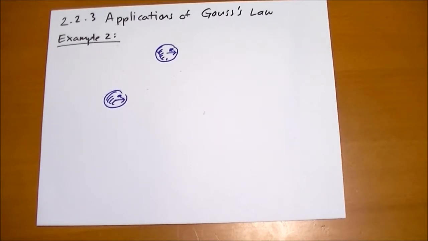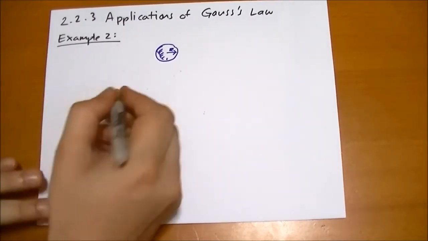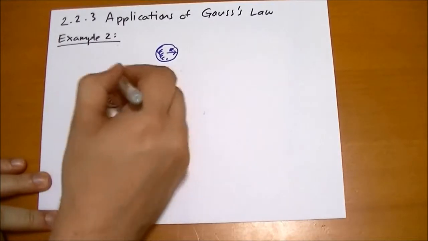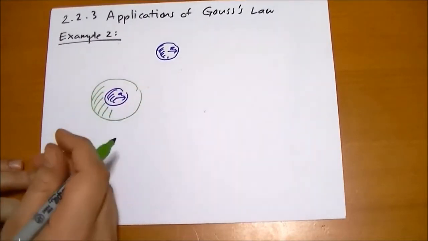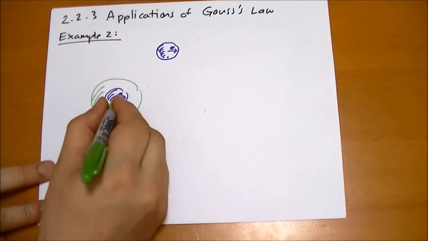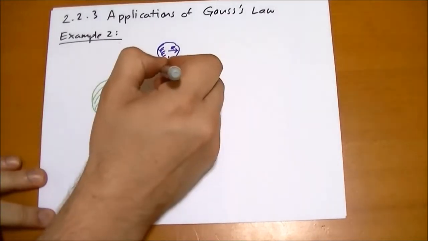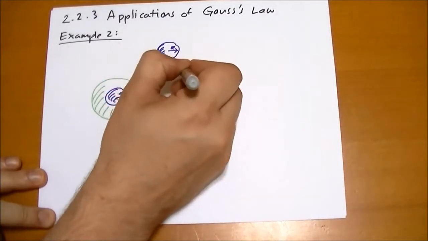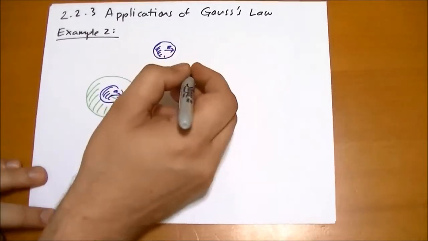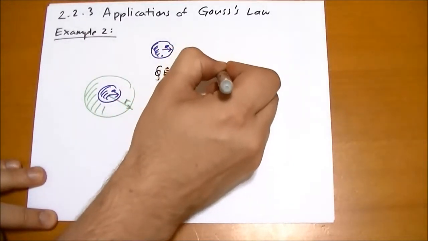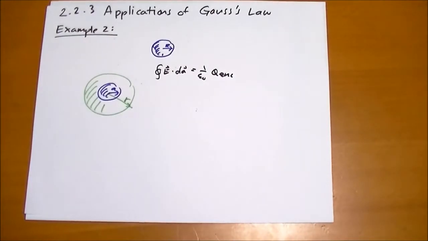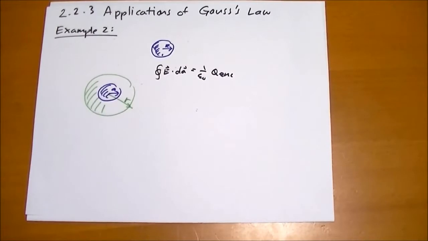So we pick a Gaussian surface. It doesn't matter how big it is, just as long as it's a sphere that's centered on that sphere, and it has some radius. We'll say r. And Gauss's law states rather unequivocally that the flux of that surface, E dot dA, is going to equal 1 over epsilon naught, the total charge enclosed. What does that mean in this case? Well, the total charge enclosed is just the total charge of that sphere, Q.